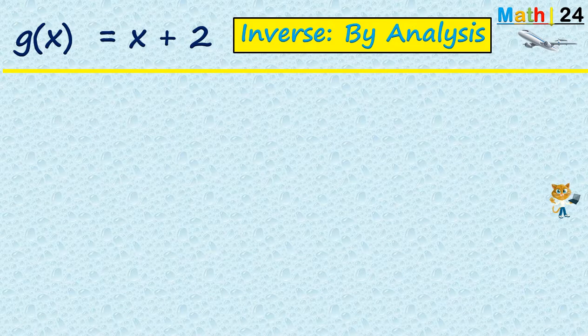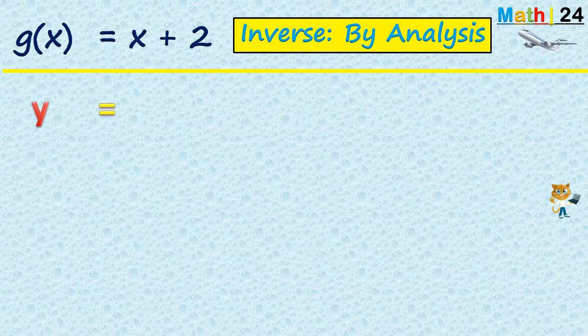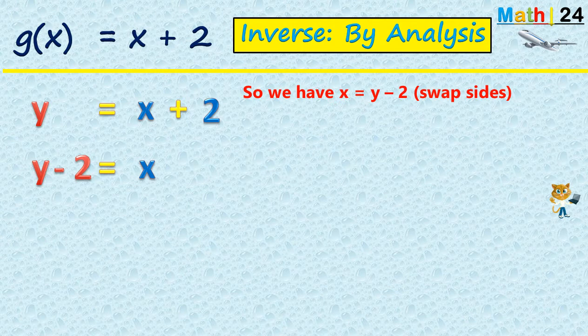We have the function g of x equals x plus 2. This is a one-step function, and here we replace the g of x by y and solve for x. To get the inverse of the function, just solve for x. That's what we are going to be doing here. So we have y equal to x plus 2, and y minus 2 will give us x. So here we can now have x equal to y minus 2.